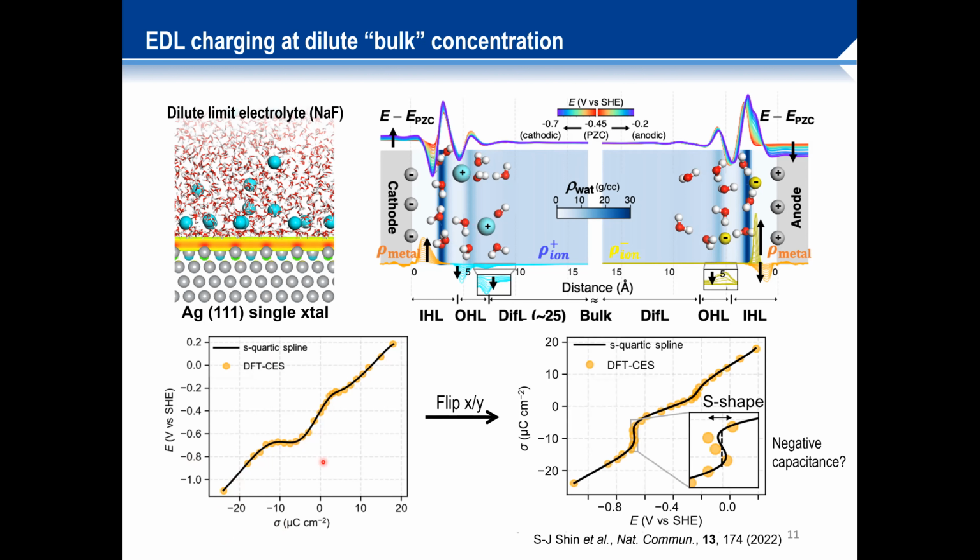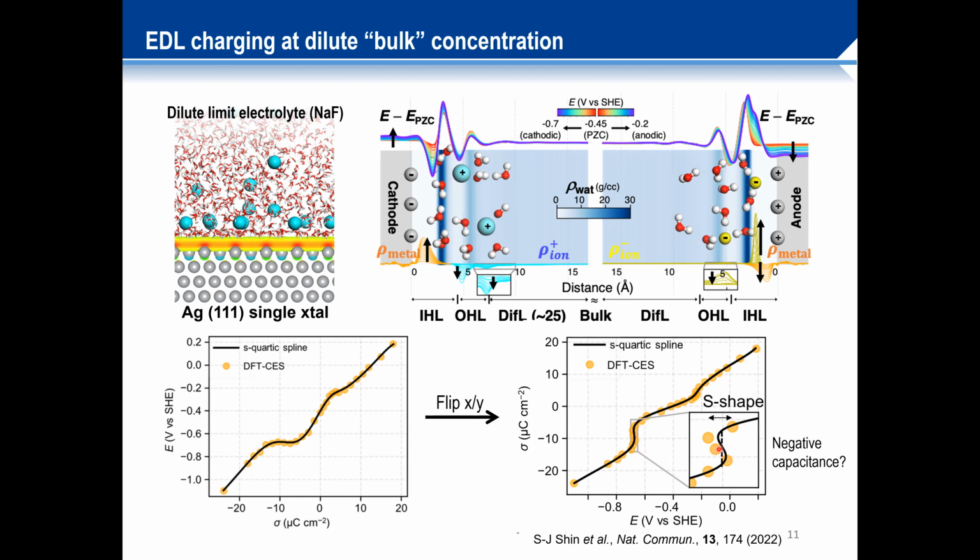Usually, in our simulation, we control the sigma surface charge density and we measure the potential. But in the experiment, they control the potential and measure the charge density. So it's better to flip the X and Y axes. Then the slope defines your differential capacitance. But the interesting thing that we found is that there is some kind of negative slope region.